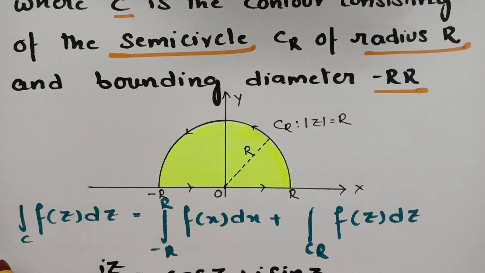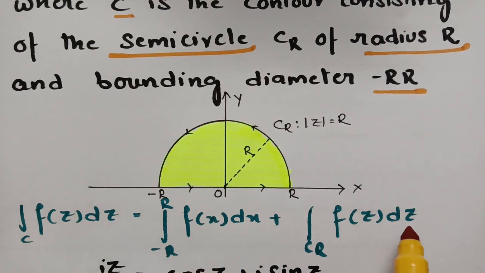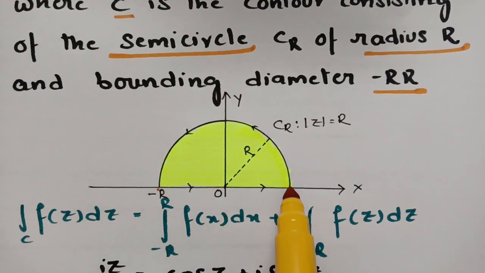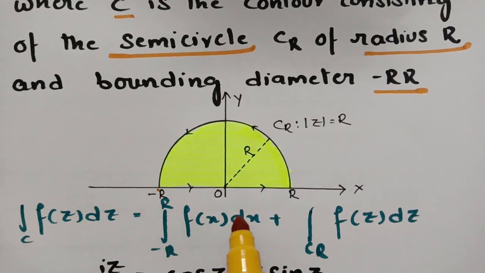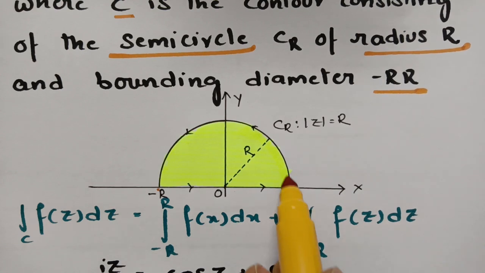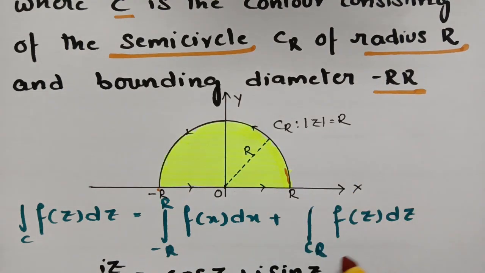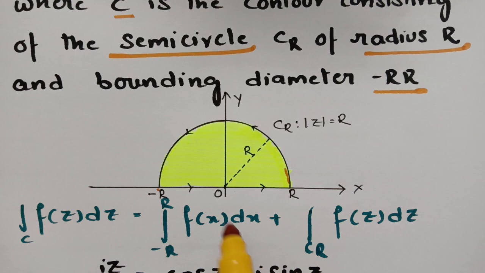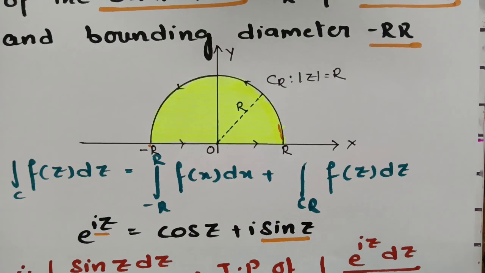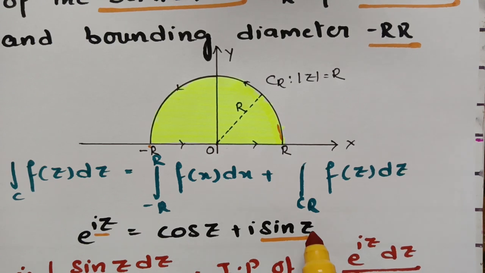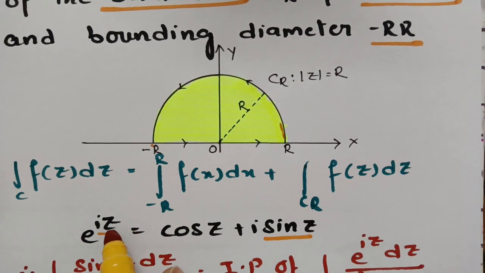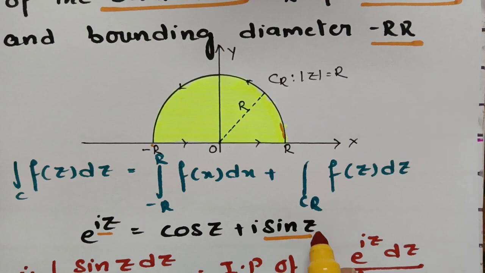Now the integral over C of f of z dz is split into two parts. One is through the real axis from minus R to plus R, f of x dx, and next through this line, the integral over C_R of f of z dz. We have to evaluate these two values and add them up to get the final result. As you know, e power i theta is cos theta plus i sin theta. So e power iz is equal to cos z plus i sin z.